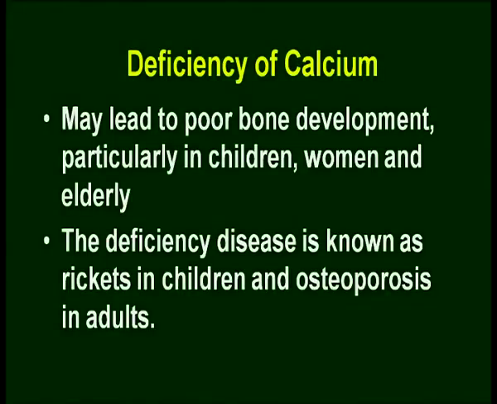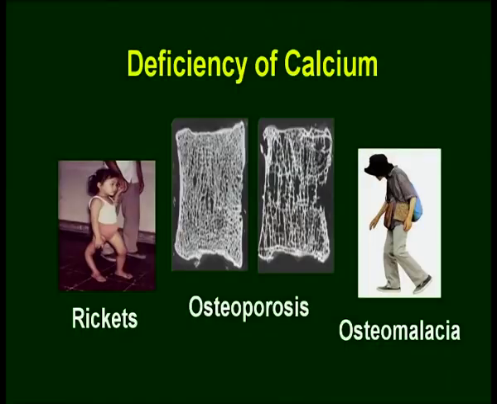If we do not have enough calcium, what will happen? It will affect the bone development, particularly of children, women and elders. And deficiency of calcium may be known as rickets in children and osteoporosis in adults. In this picture, it is very clearly seen the child is having bowed legs, and that means it is suffering from rickets, and that may be due to the calcium intake being low, and also the vitamin D being low, which together is not giving enough strength to the legs.